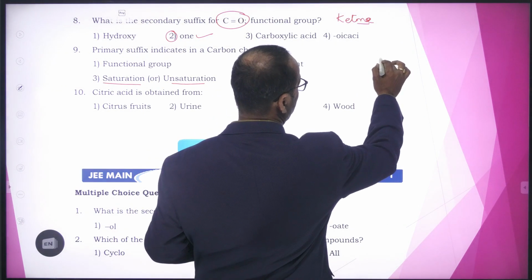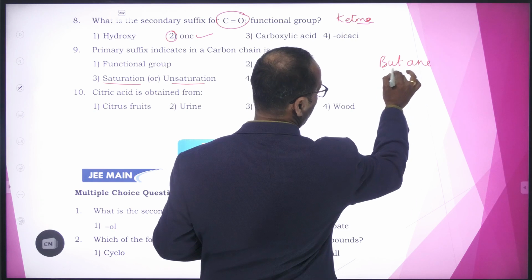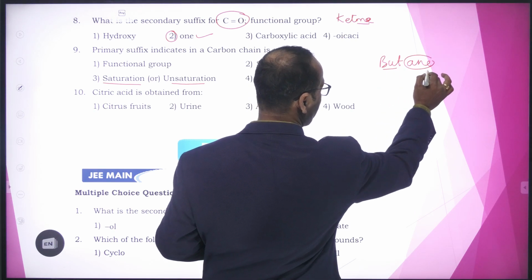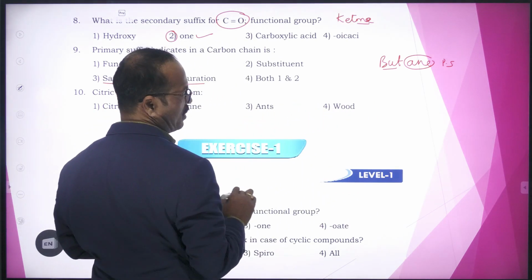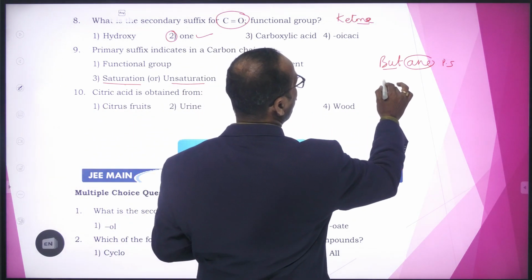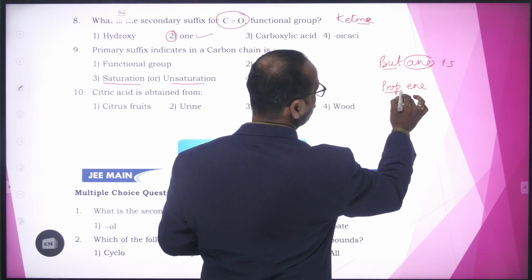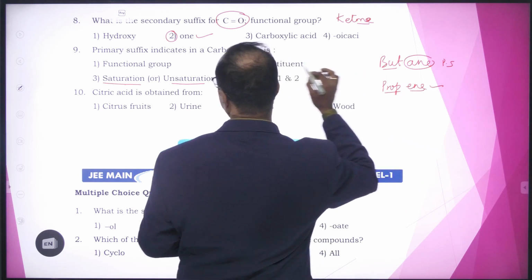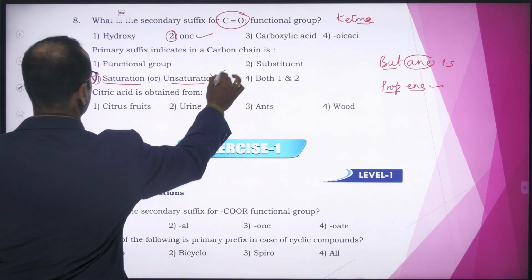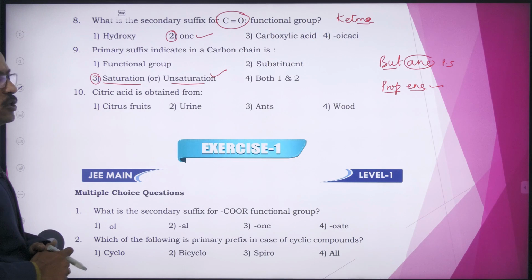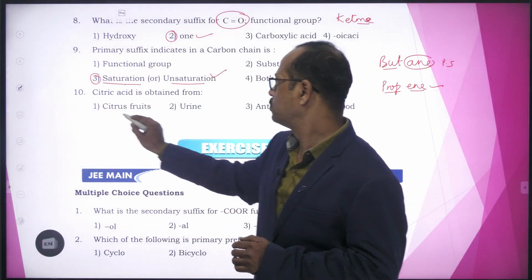For example, think of butane. Butane, so but is the root word. Ane is a primary suffix. And ane is what? A saturated hydrocarbon. Correct? Now, for example, think of propene. Propene, so this is the root word and this is a primary suffix. What is it? Unsaturated. So the option is the third option. And citric acid is obtained from citrus fruits or citrus plants. So the option is 1.